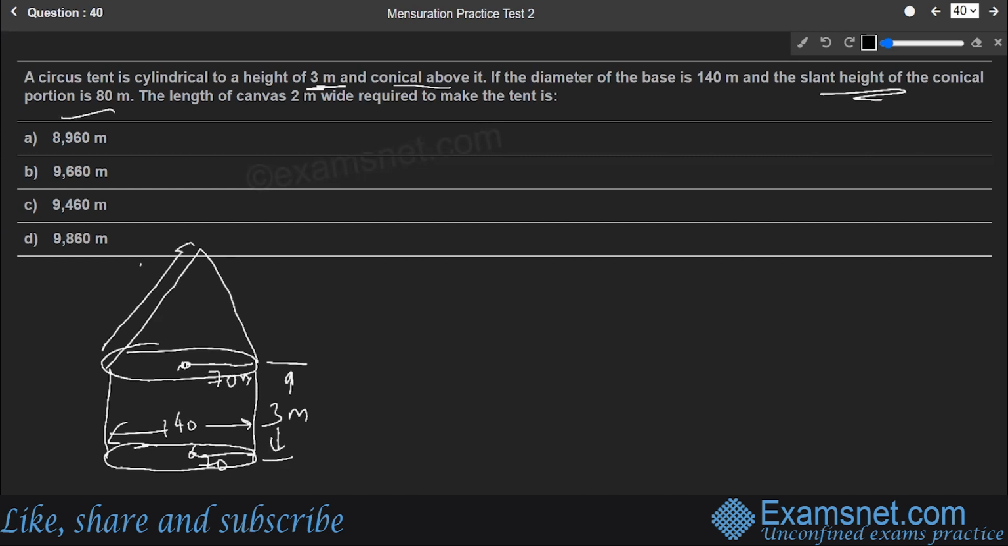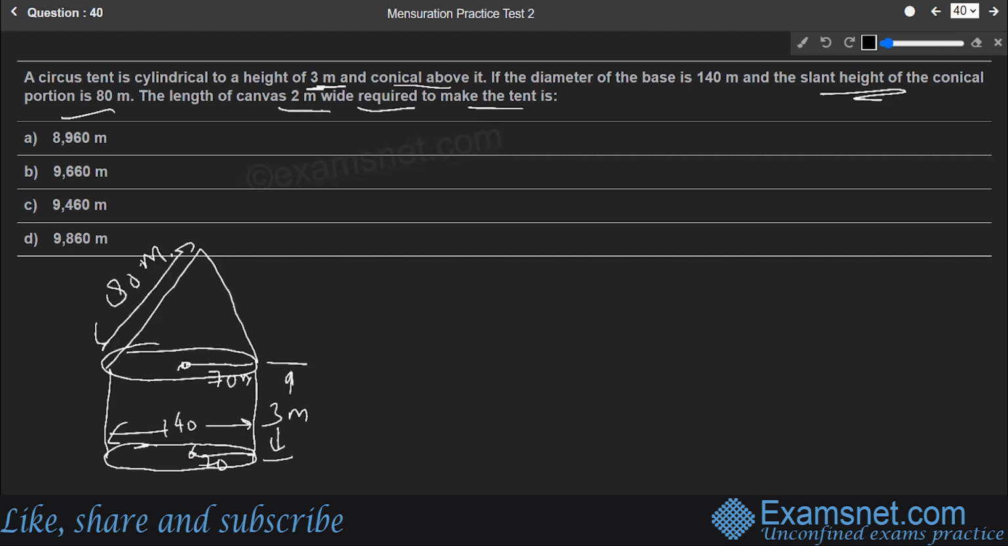So slant height is this. He says this is 80 meters. So these are the dimensions given to us. He wants us to calculate the length of the canvas 2 meter wide required to make the tent. So the canvas that is required is actually related to the area of the tent. Okay, so we need to find out the curved surface area of the complete tent.